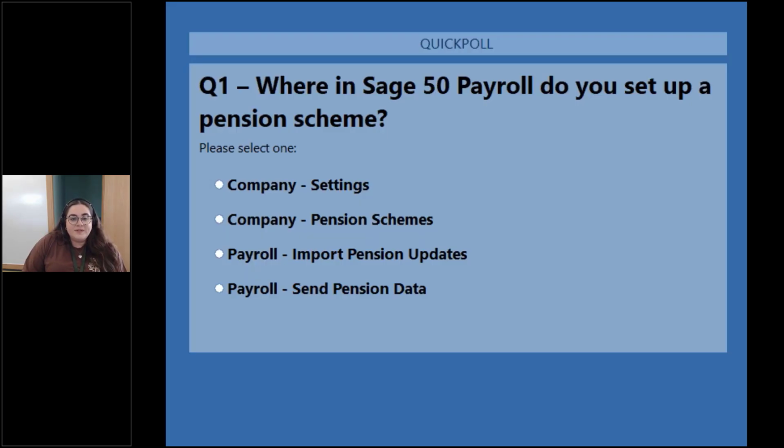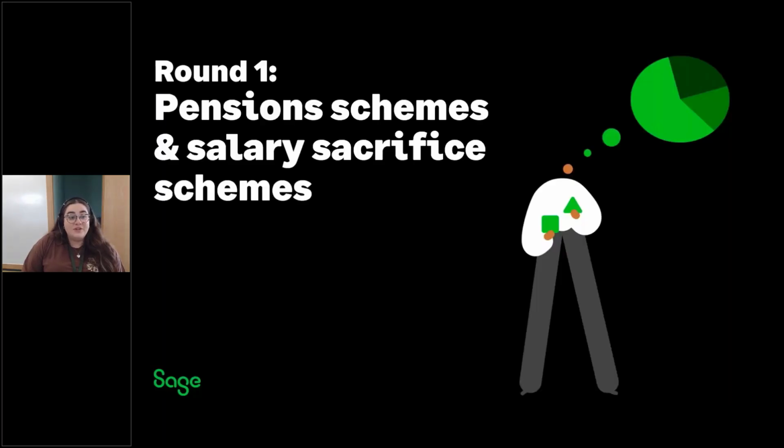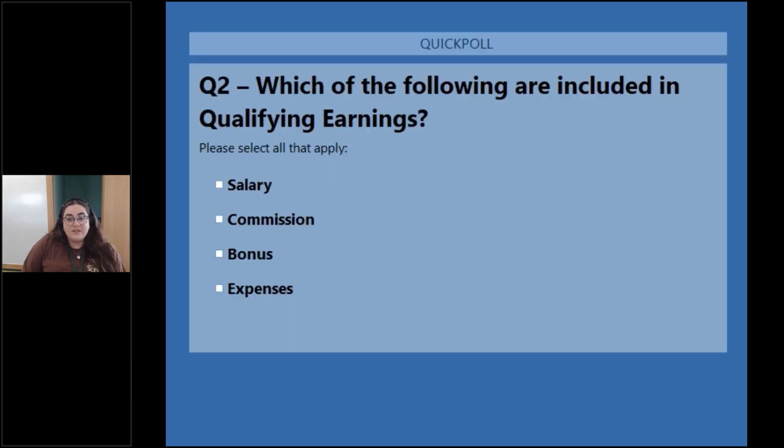Fabulous, I'll go ahead and close that one down, and we'll move straight on to question number 2 of the round. Now this one is a multi-select answer, so which of the following are included in qualifying earnings? Is it salary, commission, bonus, or expenses? So which of the following are included in qualifying earnings?